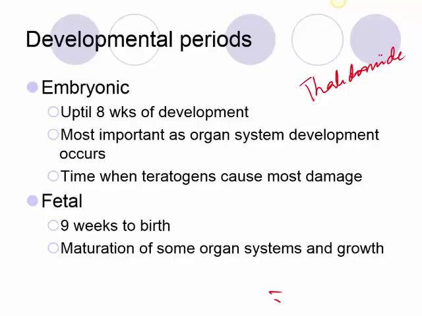And women were given thalidomide because during pregnancy they had morning sickness. Morning sickness usually occurs in most women during the early first few months of pregnancy, and it can be quite terrible. So they were given this thalidomide drug to help them get over this morning sickness.